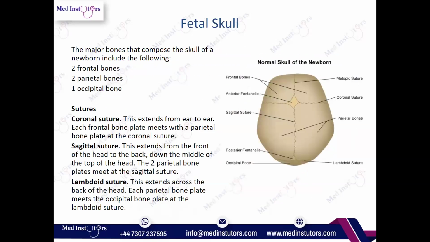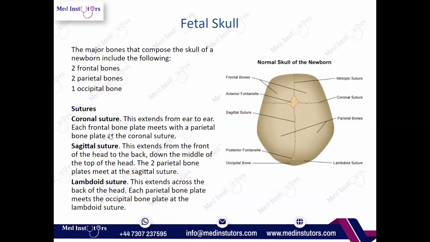Okay, so let me break down. We have three sutures. One is the coronal suture. Here you can see this is the coronal suture and how it is formed. Because sometimes they might give you a picture and sometimes they do not give any picture. They just mention, tell us what is this suture which is formed where each frontal bone plate meets the parietal bone plate. So what suture is formed between the frontal and the parietal bone plate? The answer would be coronal suture. So you need to remember each and every aspect.